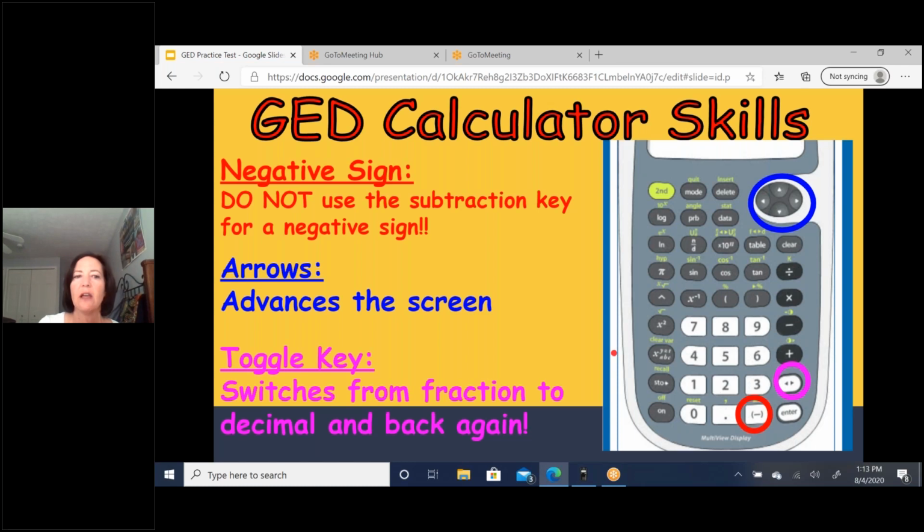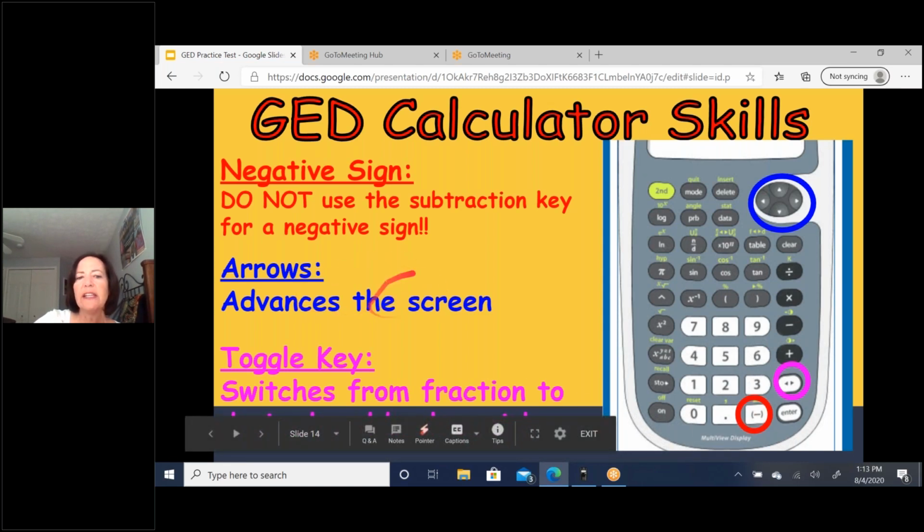Okay, the 3 things that I find the most helpful for students to review before using a calculator like this are the negative sign. Make sure you use the negative sign to the left of the enter button. I have it circled in red. Make sure you use that key. Do not use the subtraction key.